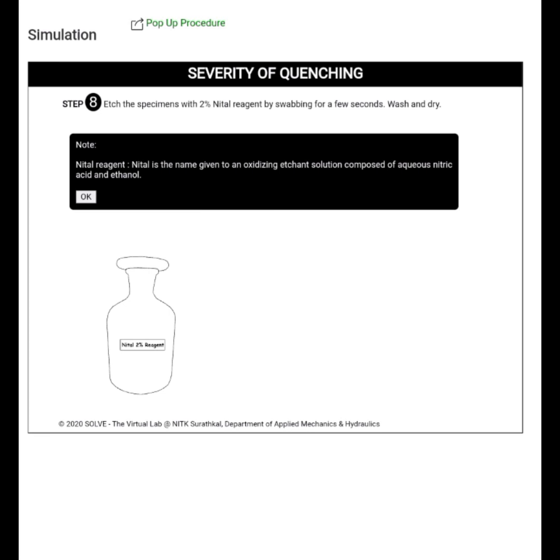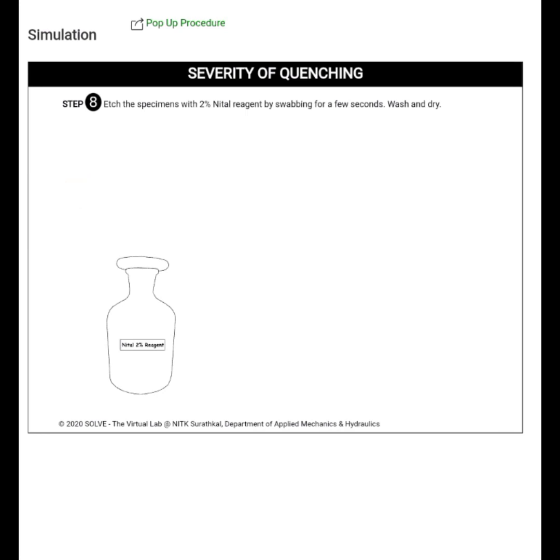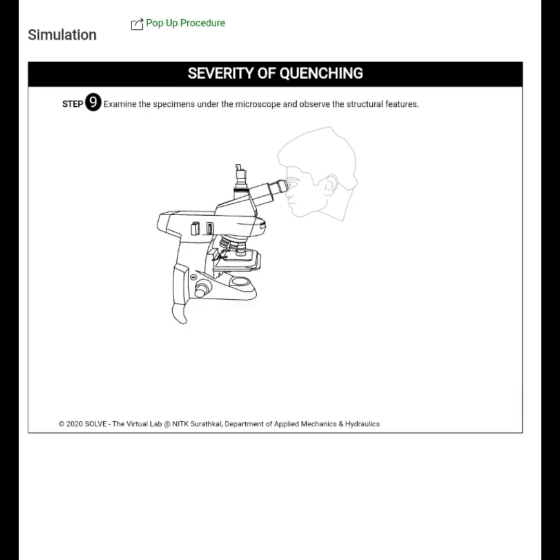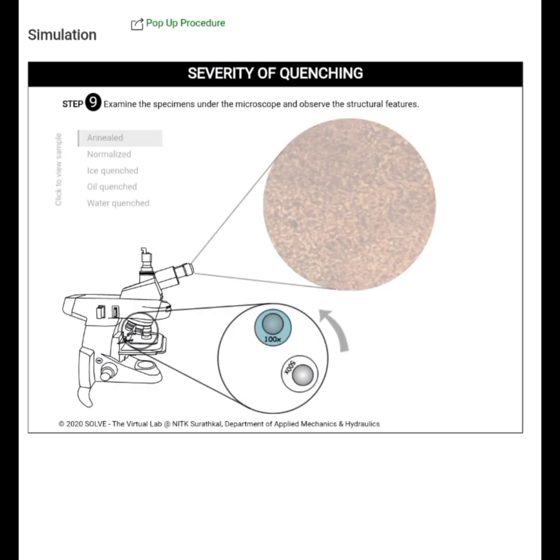After that, etch the specimen with 2% nital reagent by swabbing for a few seconds, wash and dry. Nital is the name given to an etching solution composed of nitric acid and ethanol. Open the nital reagent. Close the nital reagent back for safety. And then swab for a few seconds. Examine the specimen under the microscope and observe the structural features.